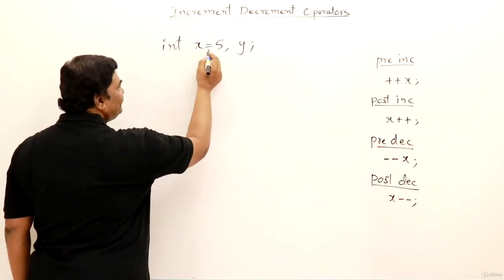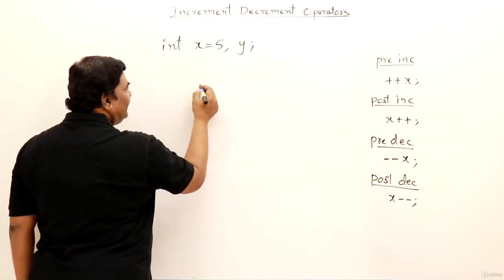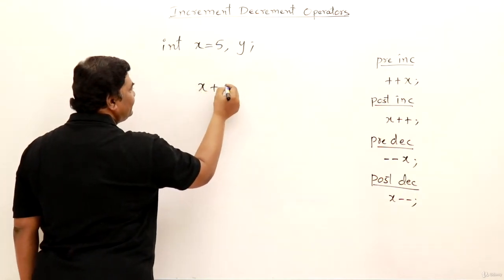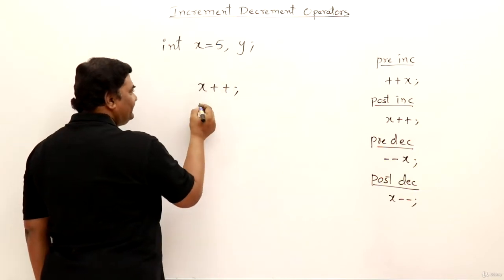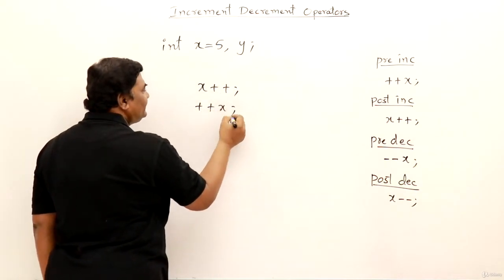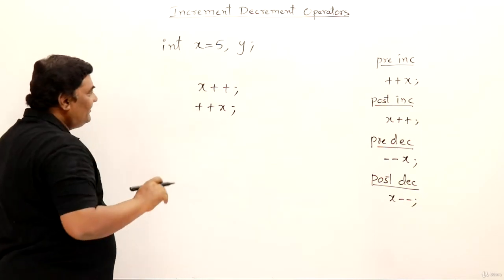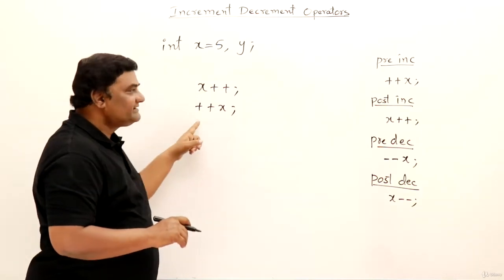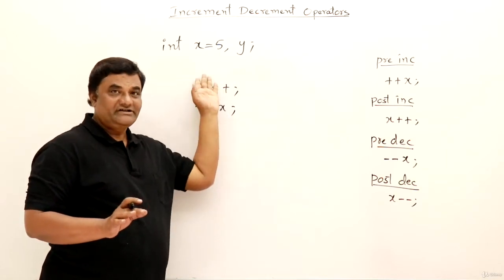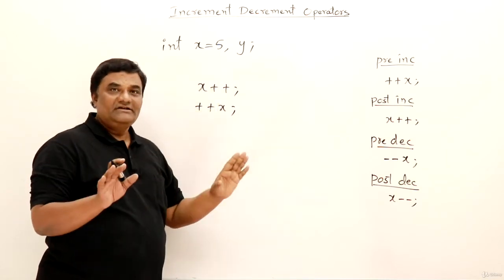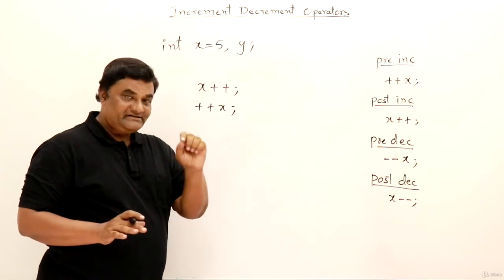I have a variable x having value 5. Then if I say x plus plus, then x becomes 6. Even if I say plus plus x, then also x becomes 6. Whether I write like this or like this, both have same meaning. Either pre-increment or post-increment, or post or pre, whatever the statement may be, the result is same.